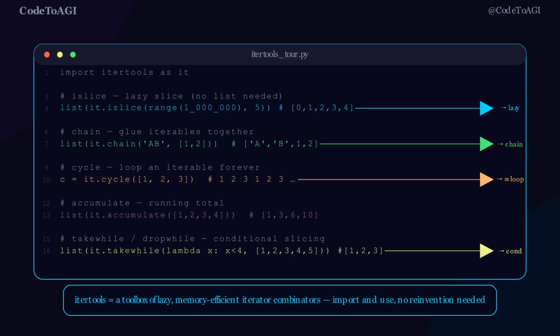takewhile yields items as long as a predicate is true, then stops. So takewhile lambda x less than 4 over 1 through 5 gives 1, 2, 3. These 5 functions cover the majority of lazy iteration patterns you will encounter in real code. Import itertools. Do not reinvent it.